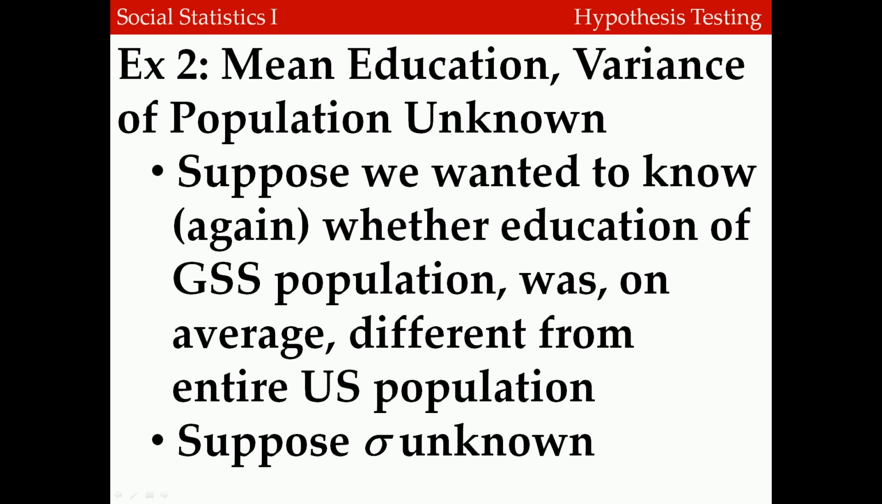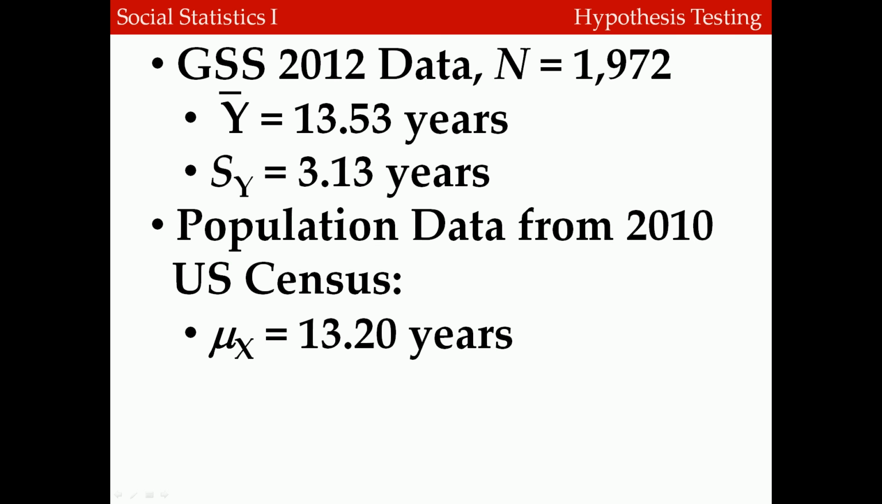Okay, as a second example, consider this same example, but this time suppose that the population variance wasn't known. Let's say it wasn't given to us. Suppose we wanted to know whether the education of the population from which the GSS sample was drawn was different, on average, from the entire US population. Again, suppose this time we weren't given the value of sigma. Suppose it was unknown.